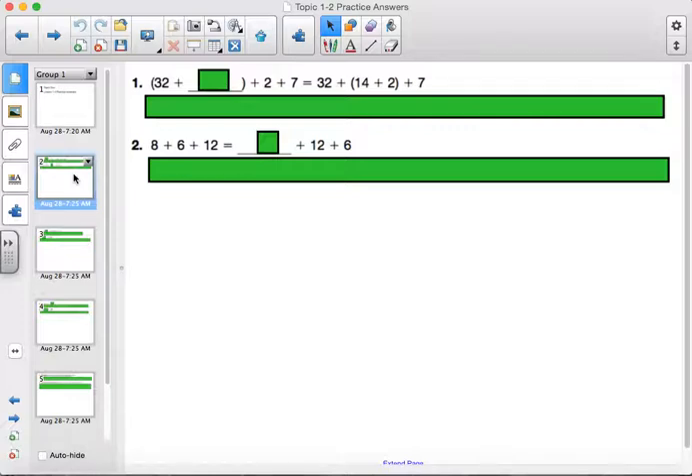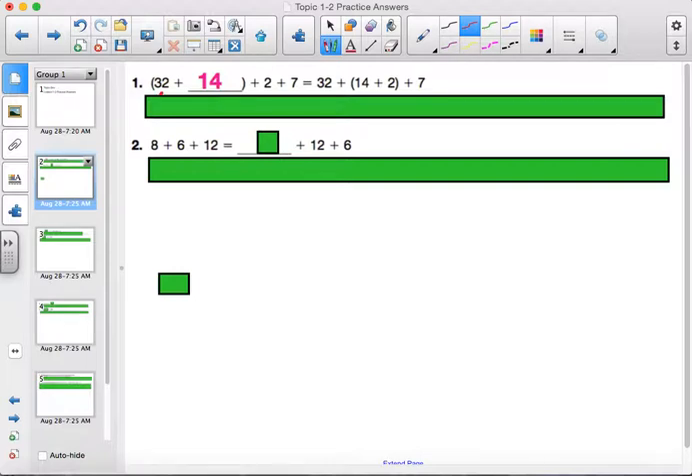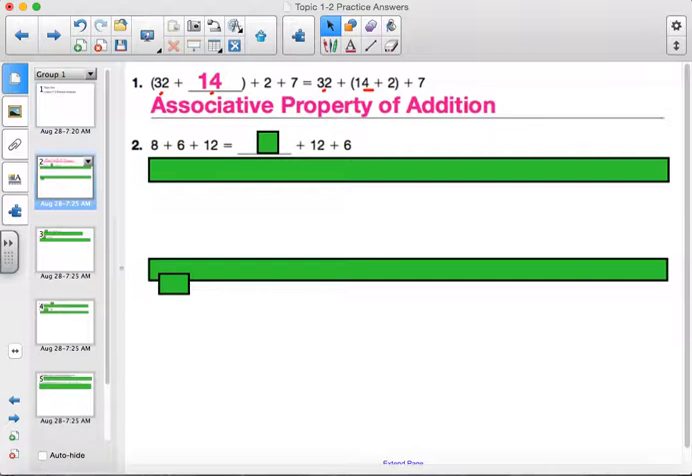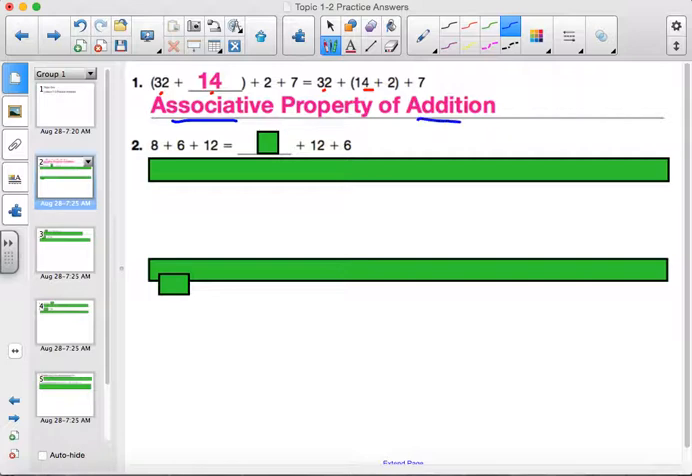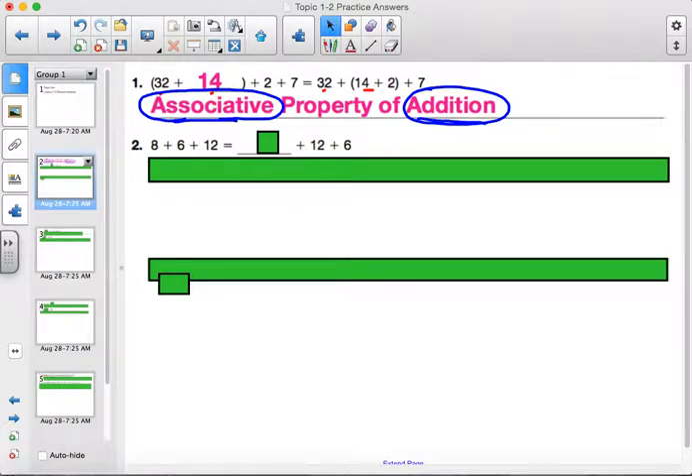Number 1, the missing number was the number 14. And we can tell that because we have the order 32, 32, blank, 14, and that would appear there. The property that we are looking at is the associative property of addition. Now, some of the kids may have just wrote down associative addition. That would have been fine. You must have addition and associative. You must have those two words or it will be wrong, because if you don't have the word addition in there, I don't know, you might be thinking it's multiplication. So I have to be fussy that way.